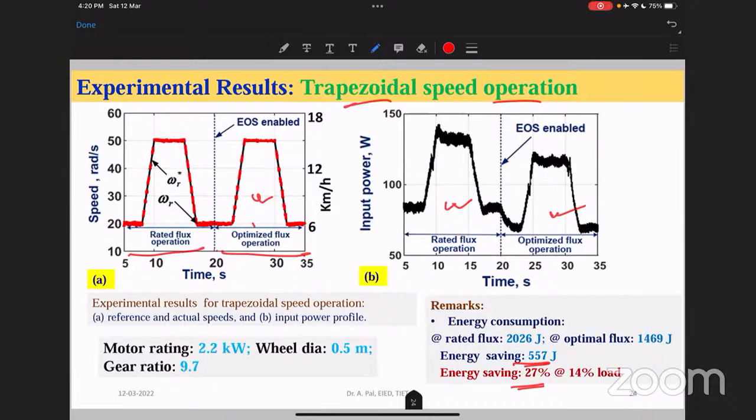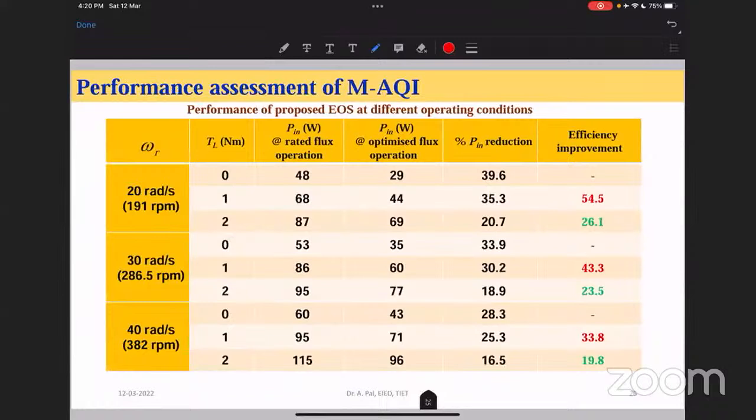The next slide demonstrates the table at different operating conditions, at different speed sets and different loading conditions. So what is the power requirement at rated condition? This is 48 watt at 20 radian per second, 0 Newton meter, where there is no load torque. At that time the power requirement is 48 watt, and after the efficiency optimization algorithm we achieve a power requirement of 29 watt. So the power requirement is reduced, and this is the percentage of reduction of power requirement.